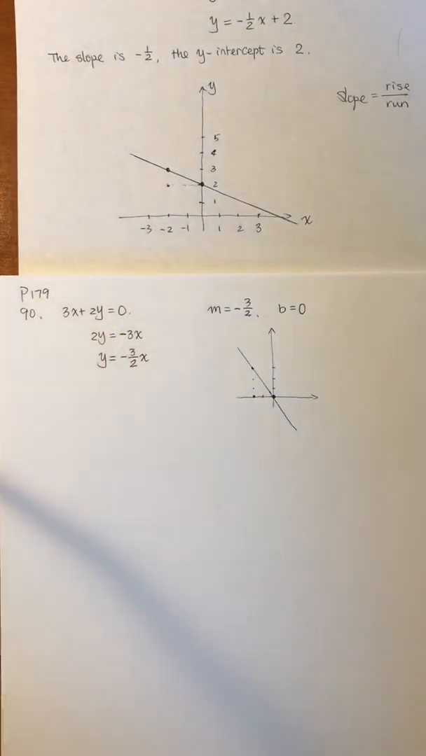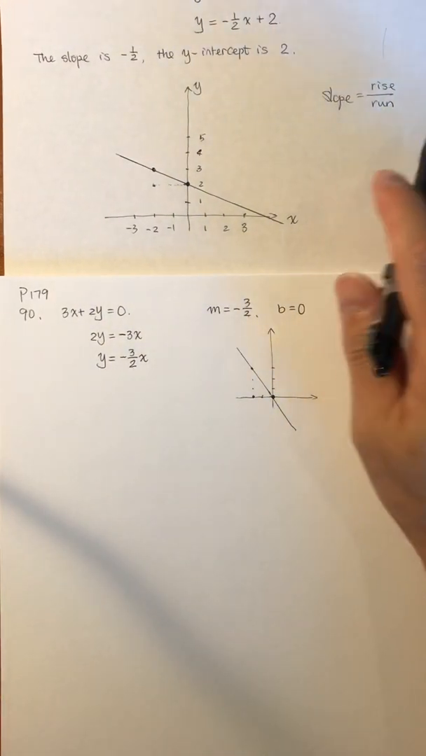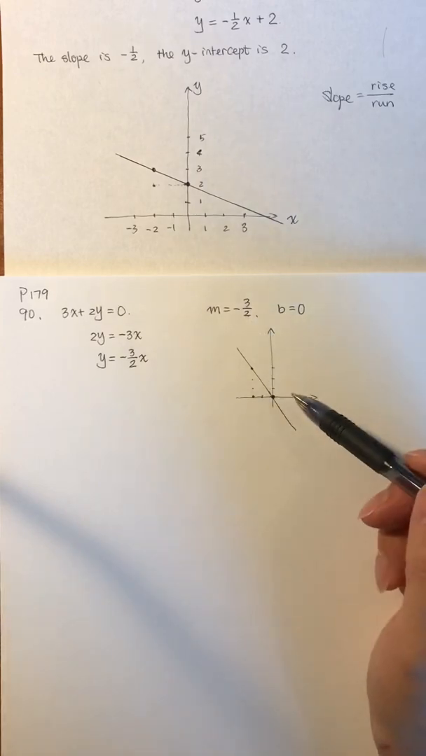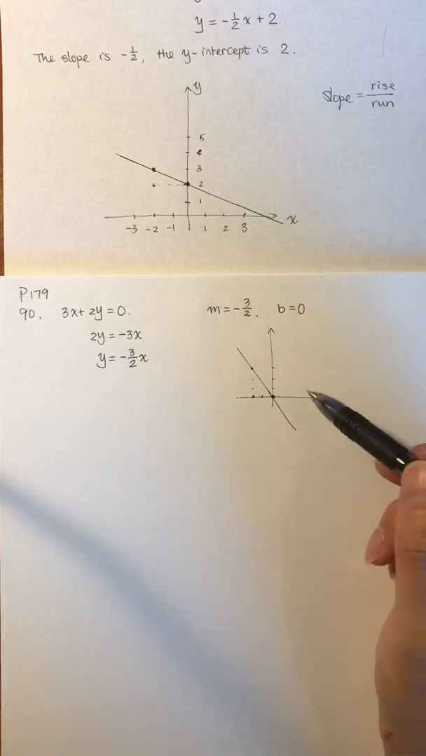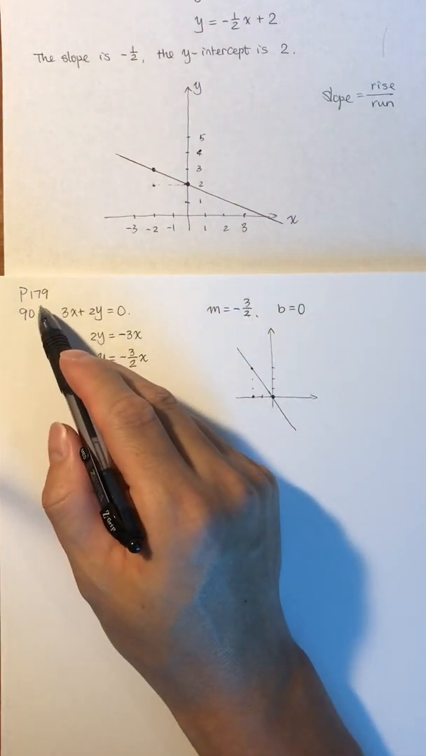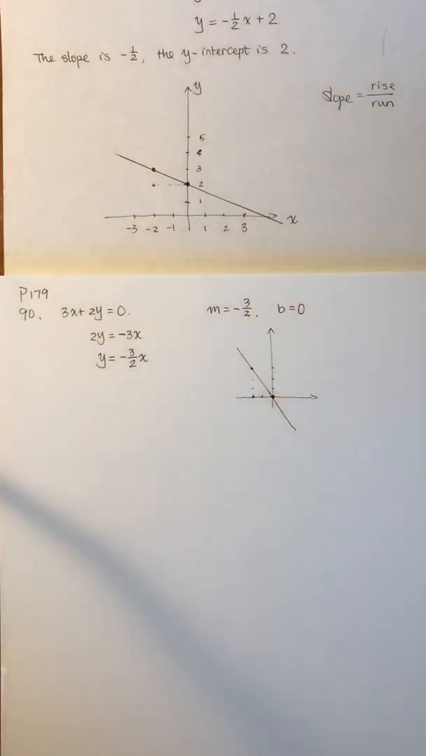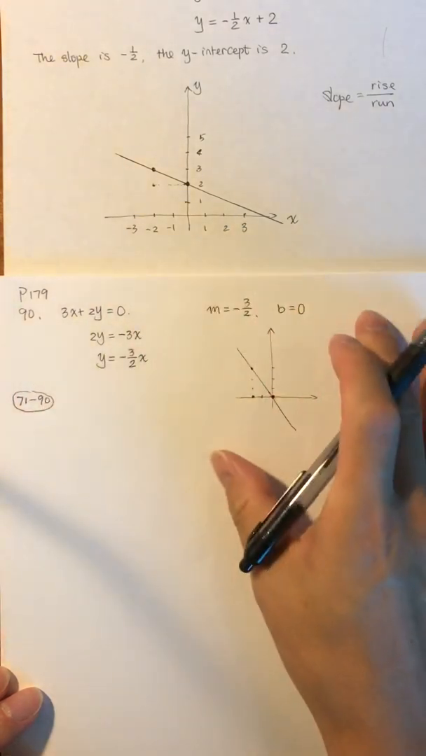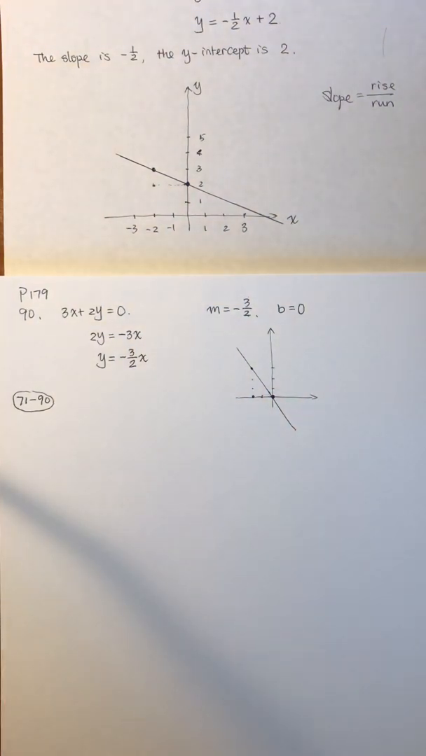Okay, so this is the line. Run is the denominator. You see, run is the denominator. So you move to the left 2 units and move up 3 units. So rise over run. Okay, so all the problems on page 179 from 71 to 90 are about this type of computation. 71 to 90, all these problems are about sketching the graph and finding the slope and the y-intercept.